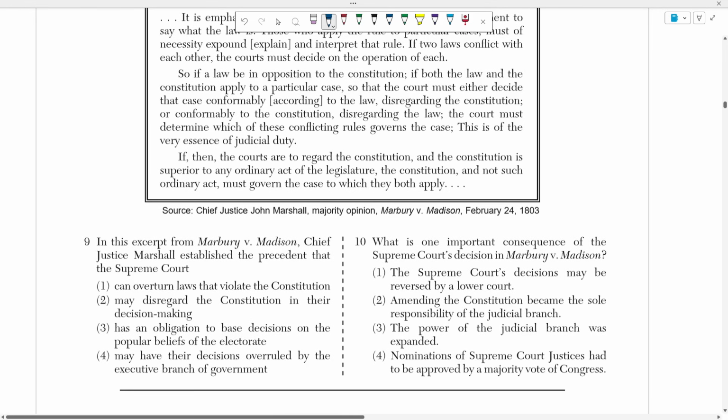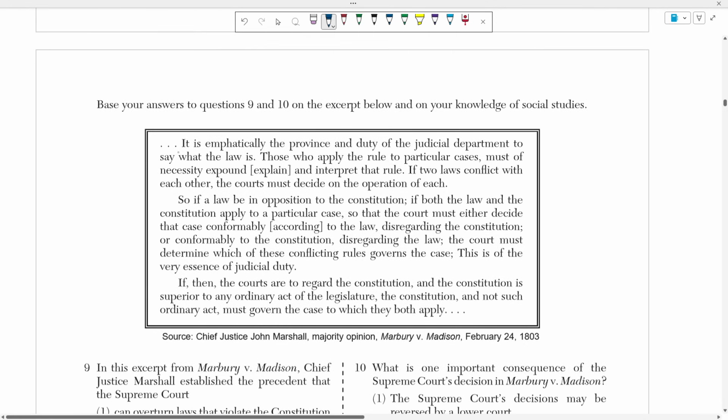Madison. Chief Justice Marshall establishes the precedent that the Supreme Court can do what? So let's read it. It is emphatically the province and duty of the judicial department to say what the law is. Those who apply a rule to particular cases must, of necessity, explain and interpret that rule. If 2 laws conflict with each other, the court must decide on the operation of each.